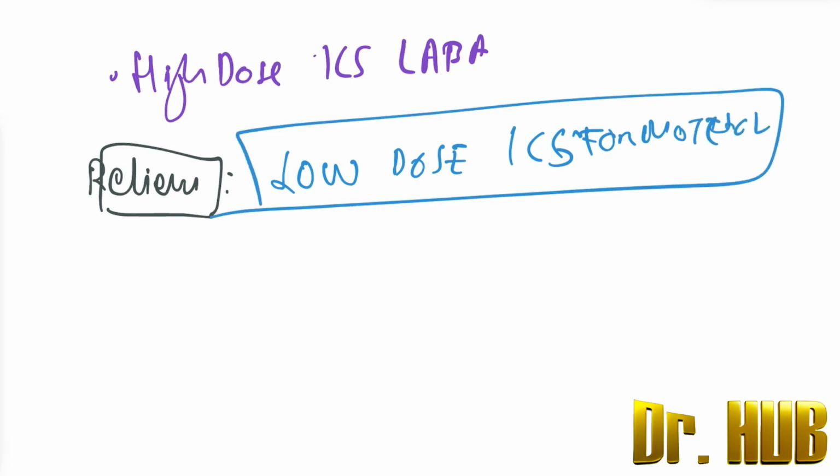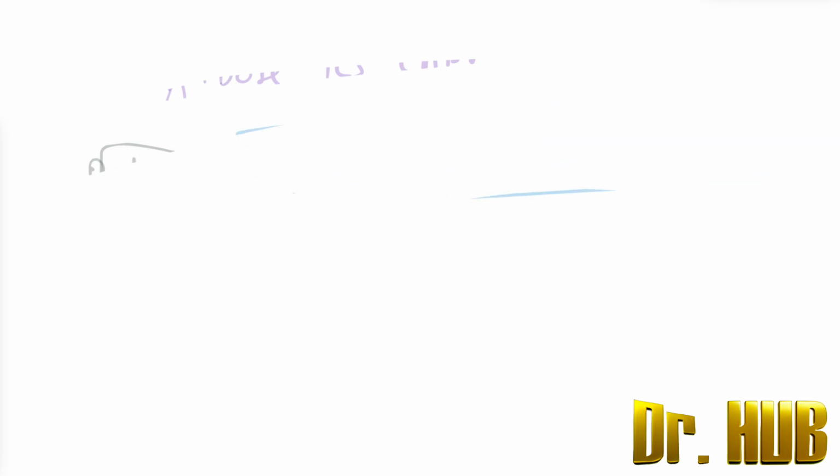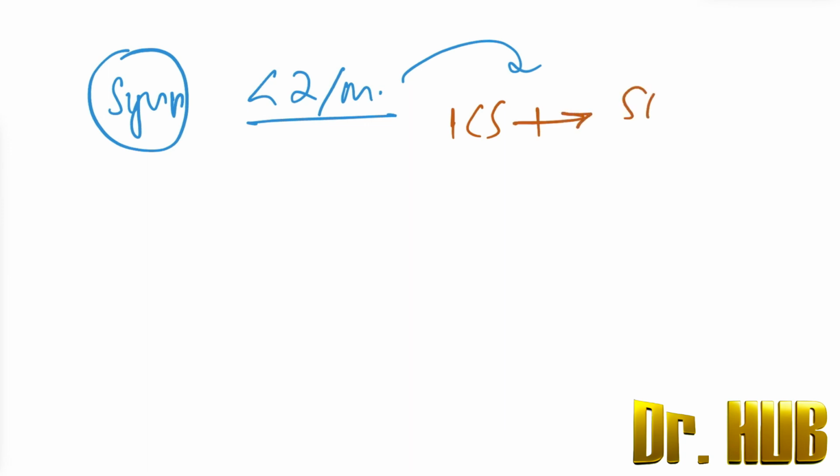Now let's look at the alternate pathway. In the alternate pathway, in case of symptoms less than twice a month, the controller here is step 1, that is take ICS whenever SABA is taken. So you take ICS whenever SABA is taken.